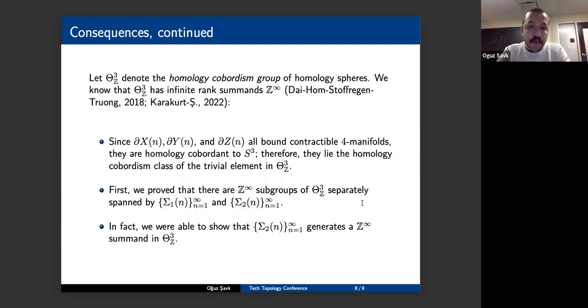Recall the homology cobordism group. We don't know the algebraic structure of this group completely, but at least it is very complicated, and we know that it has infinite rank summands. Our Kirby-Ramanujan spheres are automatically trivial in that group. However, we also realized that our Brieskorn spheres are linearly independent in that group. In fact, the second family generates an infinite rank summand. Also, it is geometrically different from the previous families.